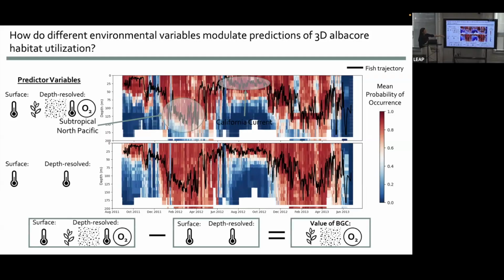So again, we know that temperature is a very strong predictor of fish movements from a physiological standpoint, but we're really interested in isolating the role of biogeochemistry, so chlorophyll, POC, and oxygen, to determine where and how these variables are influencing habitat use throughout the water column.